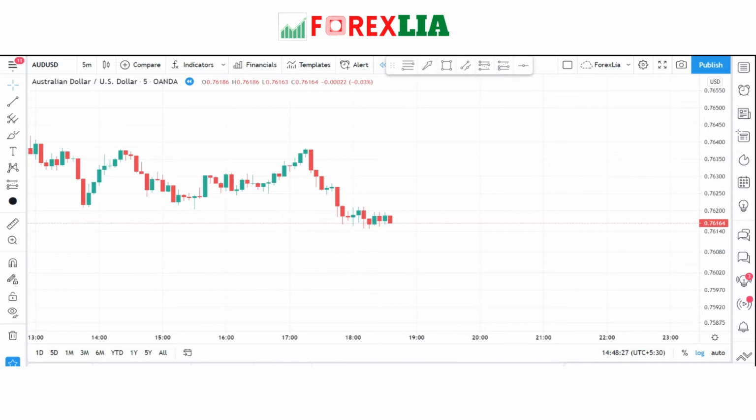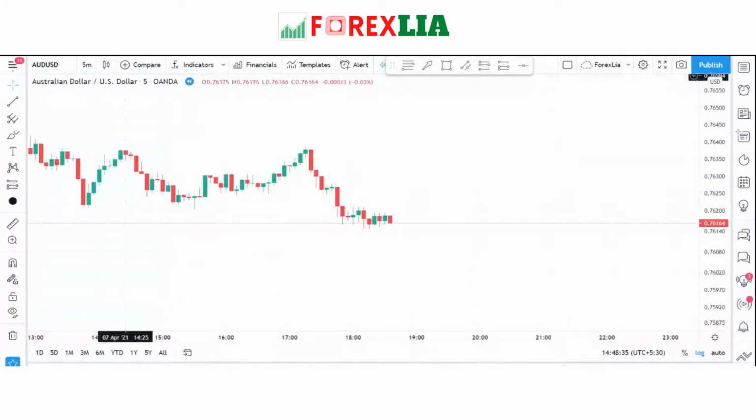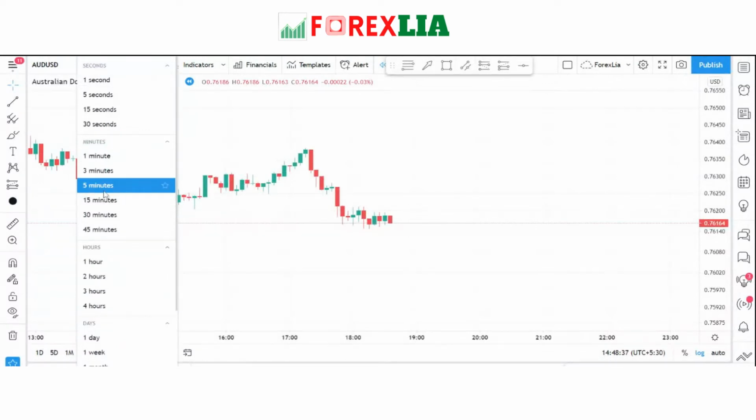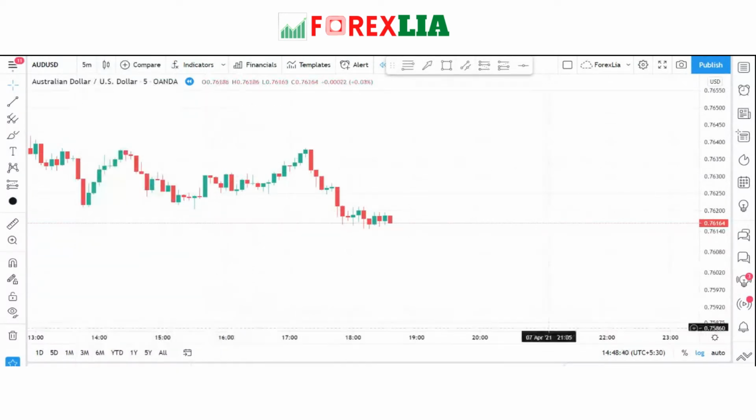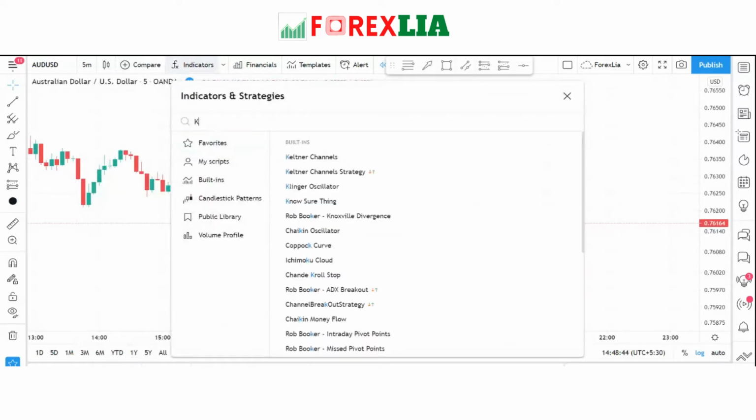So today I am going to share with you the best Forex trading strategy. But first, we open AUD/USD in the M5 time frame. Now, this strategy is very easy and simple. For this strategy to work, we need only one indicator, which is Keltner Channels.